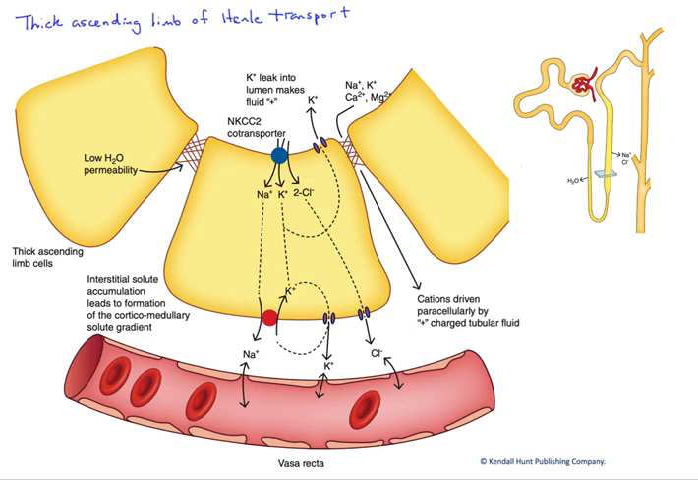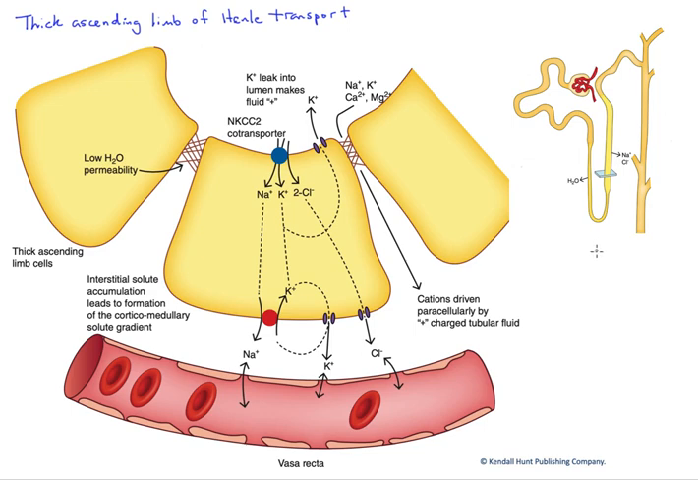In this figure, let's examine thick ascending limb of Henle transport. The thick ascending limb of Henle and the loop of Henle itself is absolutely critical for water conservation by our kidneys. And let's look at how. So we have our loop of Henle shown here. And we're going to focus on what's referred to as a juxtamedullary nephron.